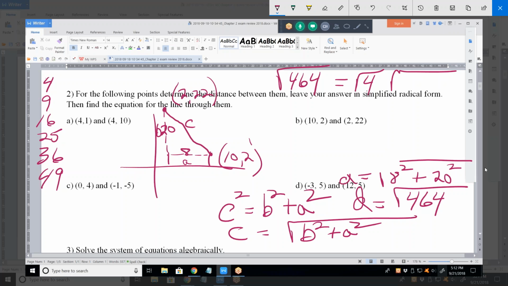And then the rest of it is 116. 4 times 116 is 464. So now we've reduced it to 2 times the square root of 116. And the question is, can I do any more? Well, is that number divisible by 4? Yes, 16 is, so I know 116 is.